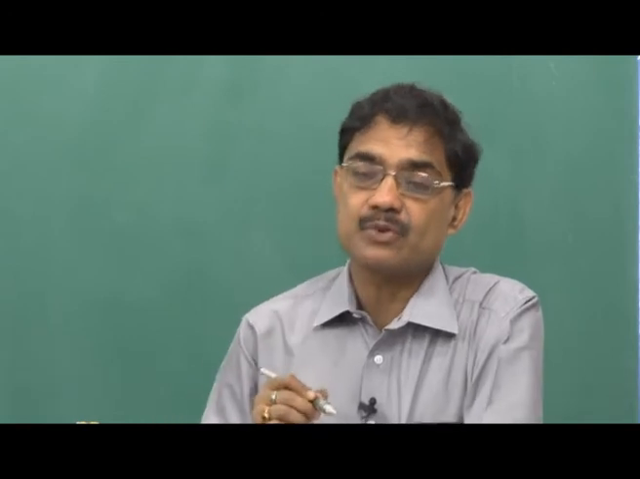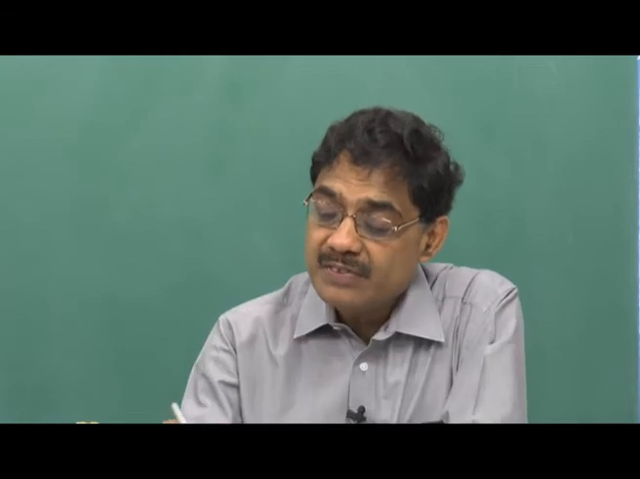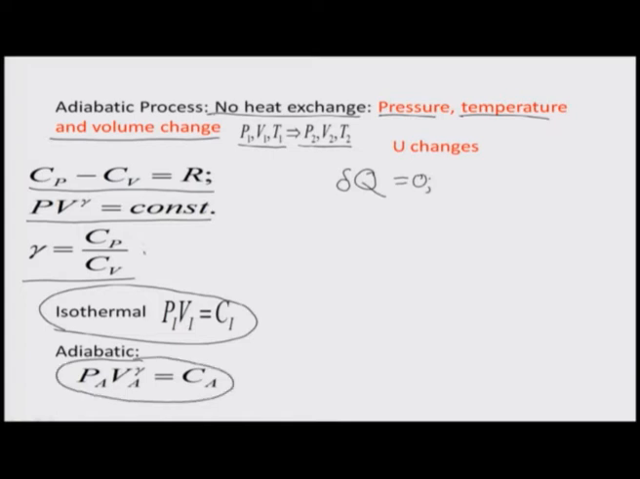Hence, we have a different equation describing my PV diagram, which is P V to the gamma is equal to constant, where gamma is equal to Cp over Cv. So, in an isothermal process, Pi Vi is equal to Ci. For an adiabatic process, Pa Va to the power gamma is equal to Ca. Please remember, gamma is always greater than 1. Cp always exceeds Cv thanks to this relationship. So, now I can draw things in a PV diagram.